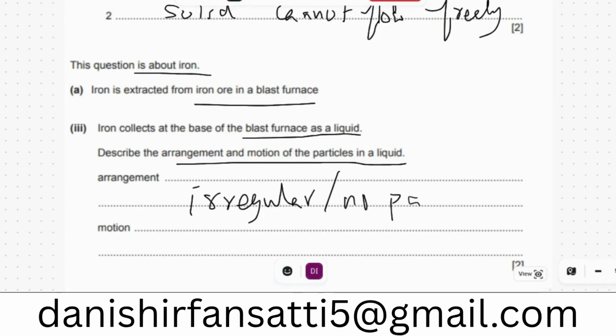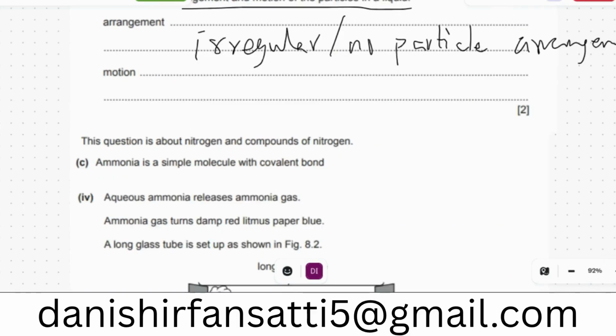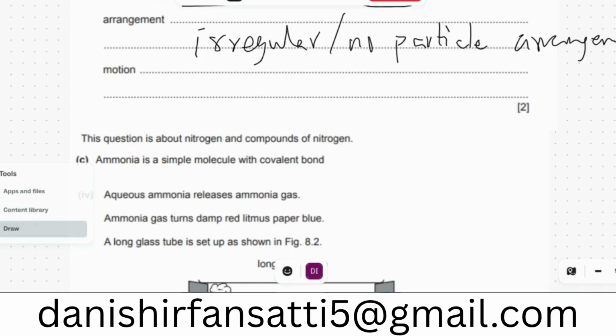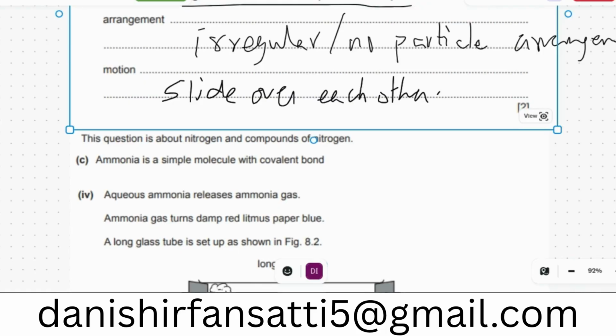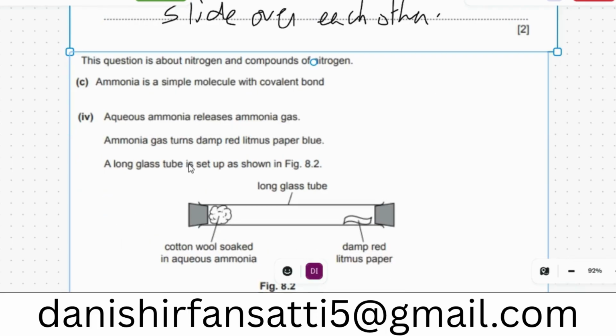Okay, no particular arrangement because a liquid doesn't have any kind of arrangement. Second is motion, sliding over each other. All of us know that the motion would be sliding. They will slide over each other because they are liquid. If you don't know about the states of matter and their properties, you can see my lecture on that. Then you can try these questions.